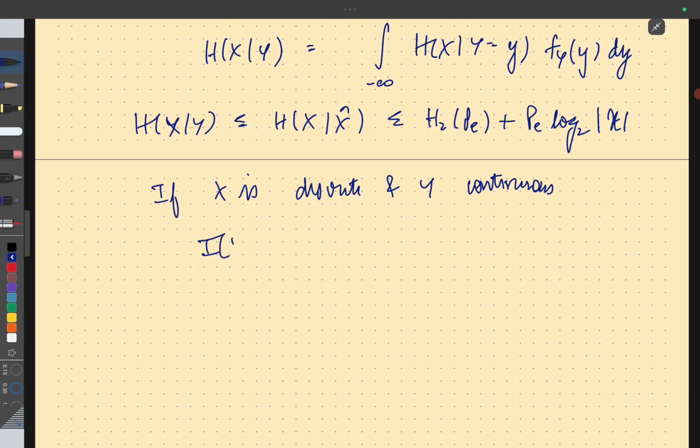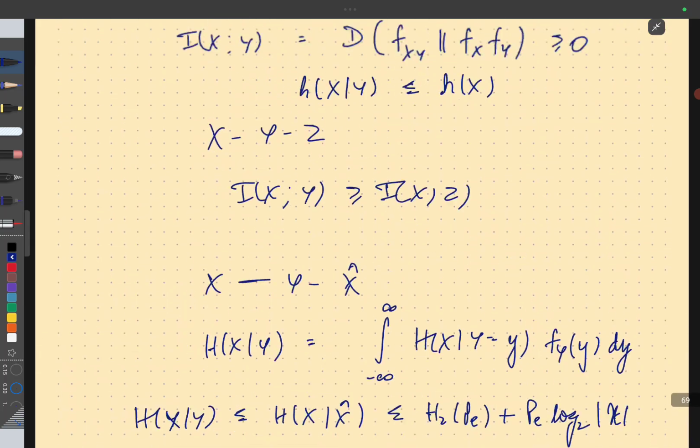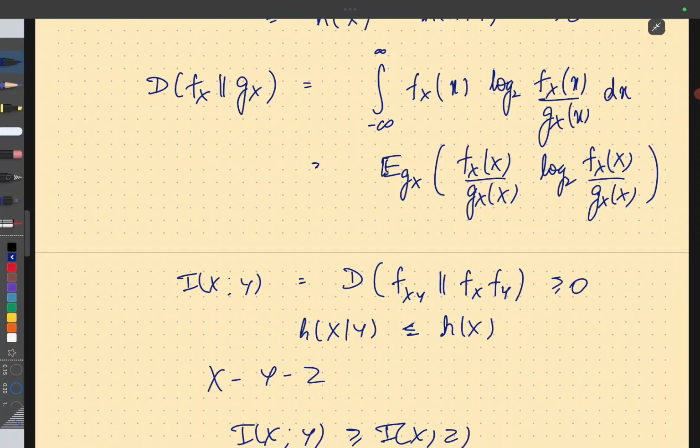So in this case, the mutual information is h of x minus h of x given y. And this is also equal to the differential entropy of y minus the conditional differential entropy of y given x. How can we represent it in the form of KL divergence? Okay, that's a good point.